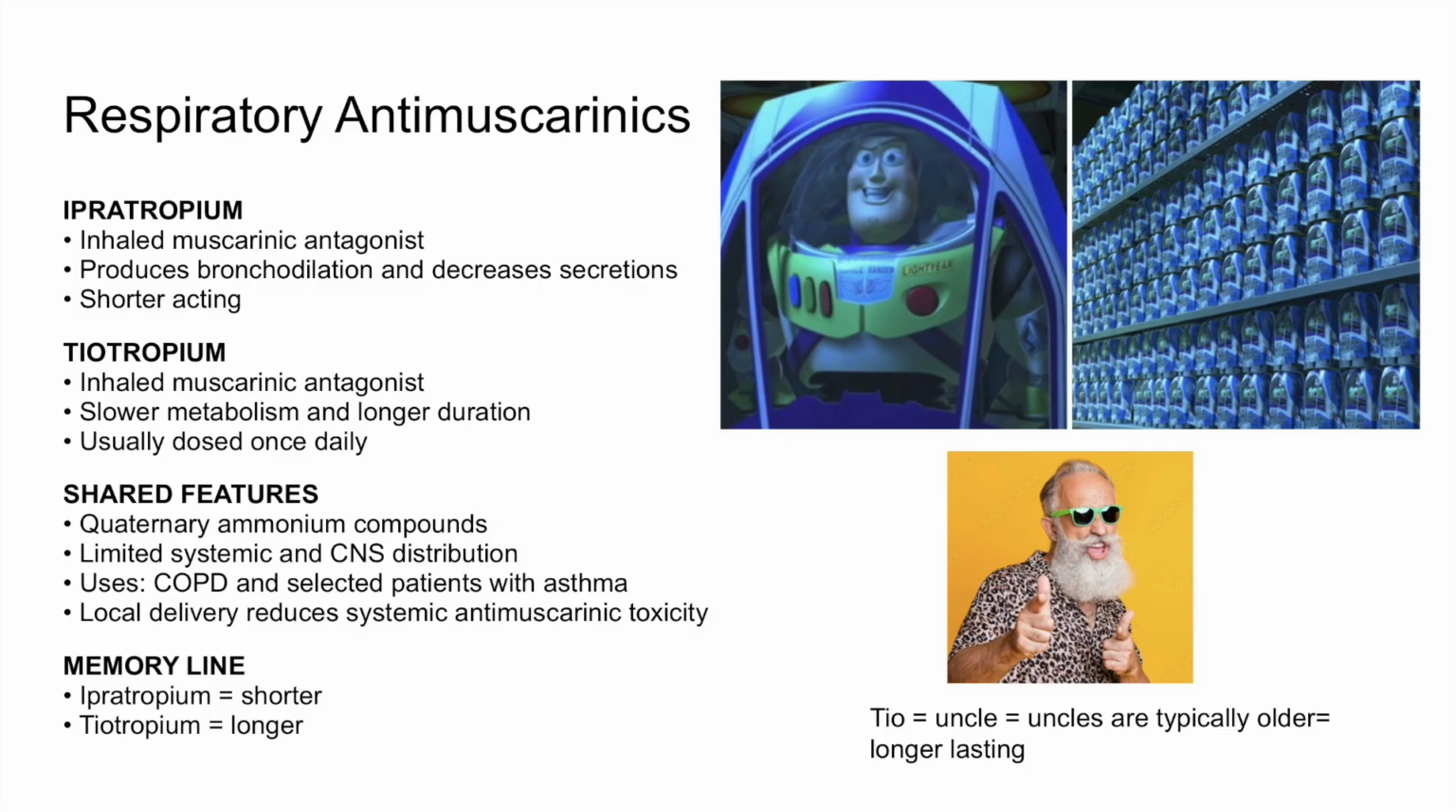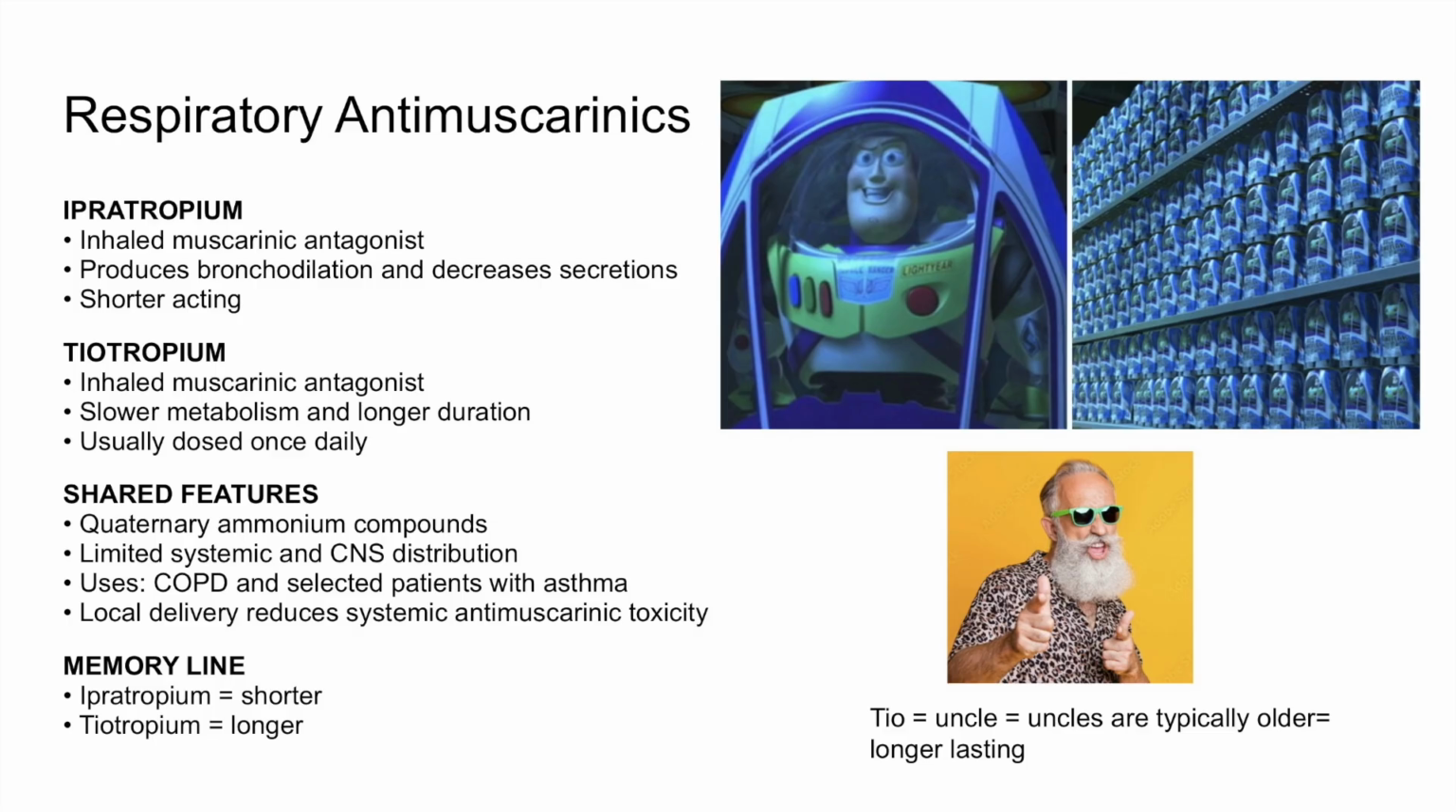So ipratropium is shorter acting and is often used for acute symptom relief, including in combination with a short-acting beta-2 agonist during COPD exacerbations. Tiotropium dissociates more slowly from airway muscarinic receptors and provides prolonged bronchodilation, making it primarily a once-daily maintenance medication. These agents are especially important in COPD and may also be used in select asthma patients. Local delivery reduces systemic toxicity, although dry mouth and throat irritation may still occur.